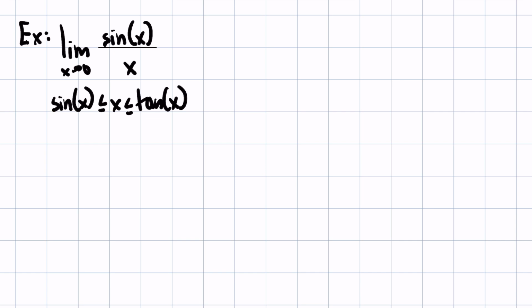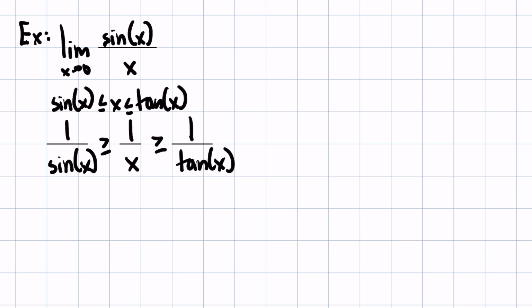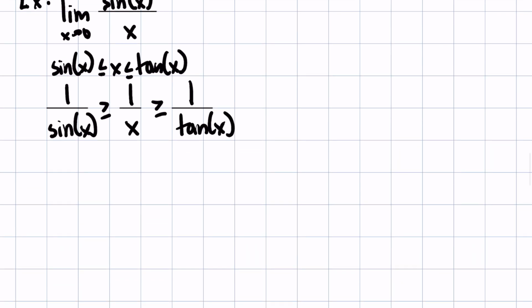So the first thing that we're going to do is take the reciprocal of everything. So we have 1 over sine x, and then the less than or equal to sign becomes a greater than or equal to sign. And then 1 over tangent of x. And I'm going to go ahead and rewrite tangent as sine over cosine. So 1 over tangent, which is cotangent, is cosine over sine, okay?